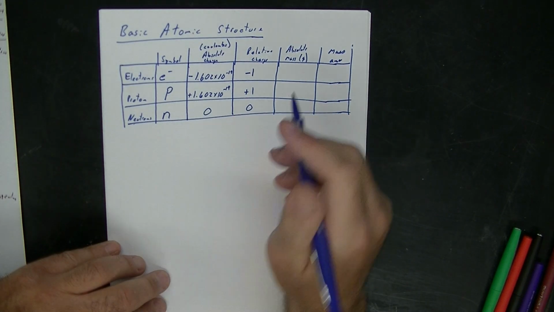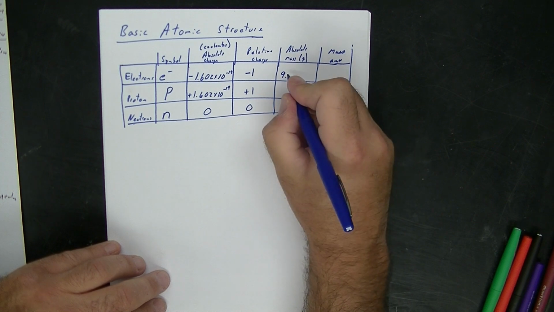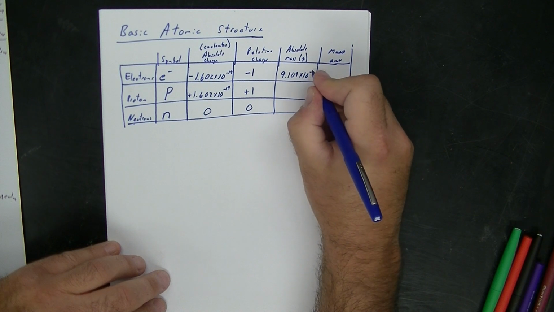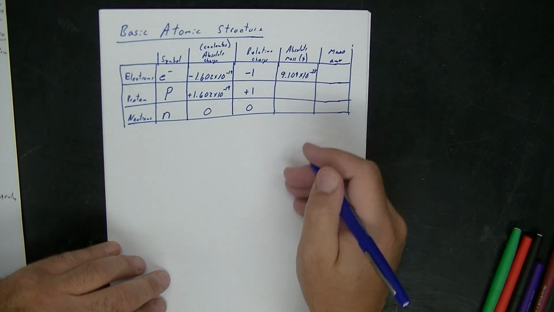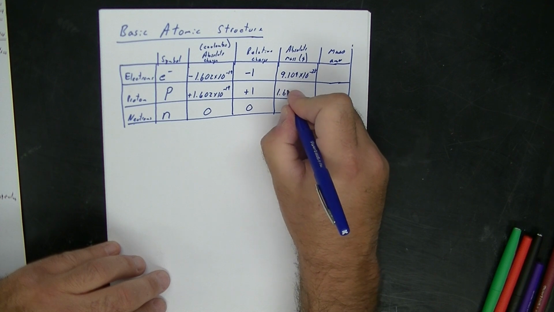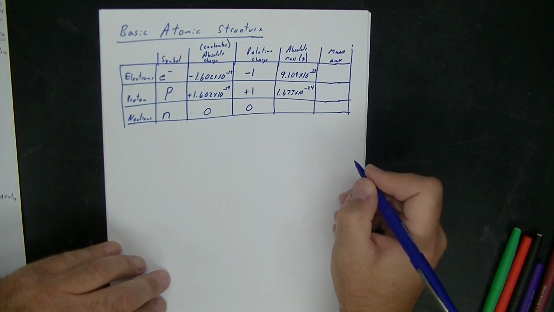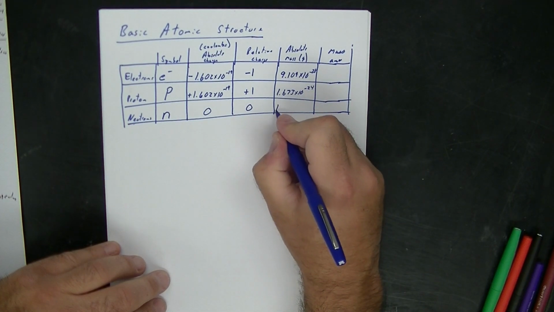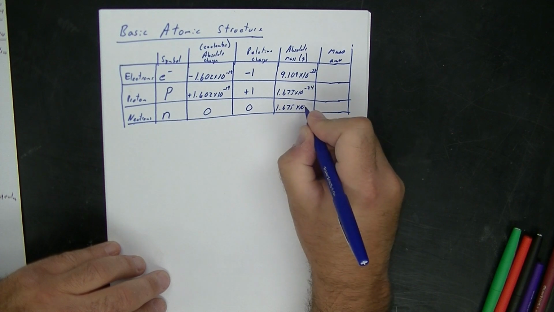Now, the absolute mass is in grams, so the mass of an electron is 9.109 times 10 to the minus 28th. It's extremely small. Extremely, extremely, extremely small. Proton, much bigger. 1.673 times 10 to the negative 24th. And a neutron is about the same size as a proton, 1.675 times 10 to the minus 24th.